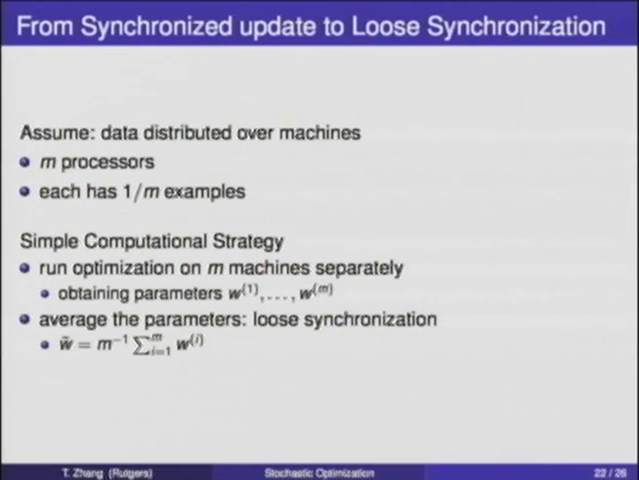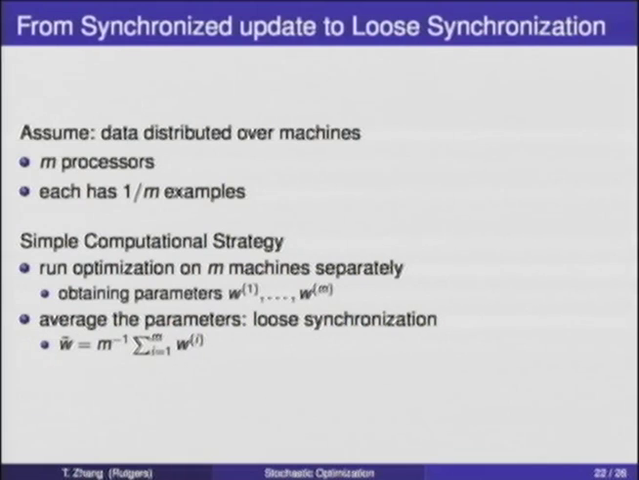One simple combination strategy is the following. I will split this data into m different machines, each one having 1 over m number of examples. Then I will parallelize, separately compute W1 up to Wm. Eventually, I will take an average. This is one scheme people studied. Under certain assumptions, you can have some theoretical result to say this is good, but in practice, usually this is not as competitive as solving the whole problem.